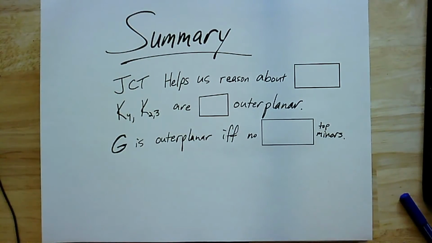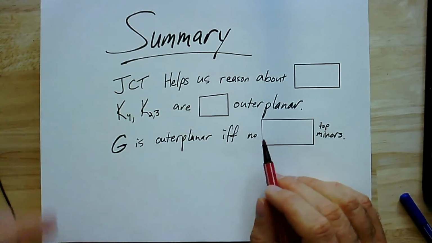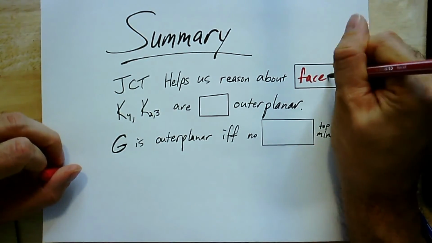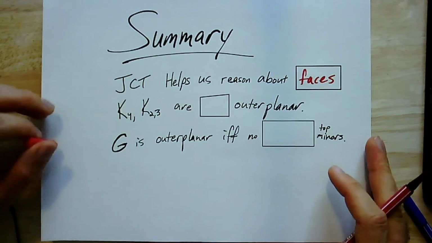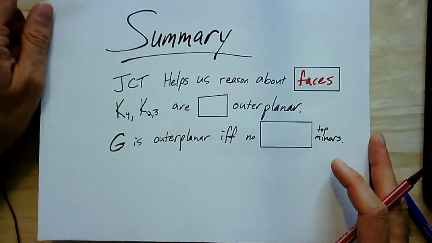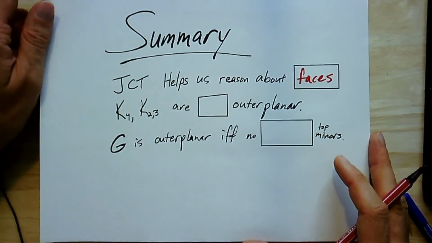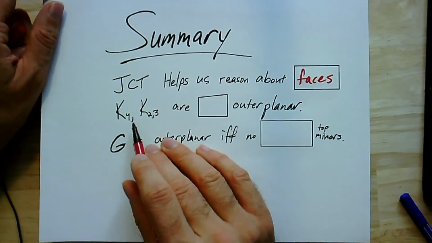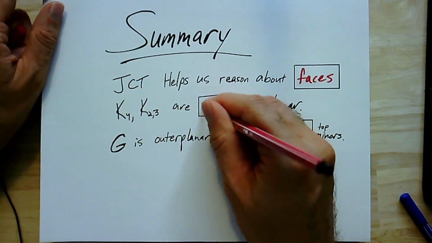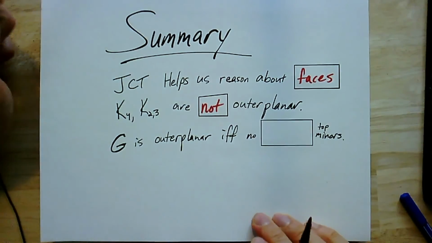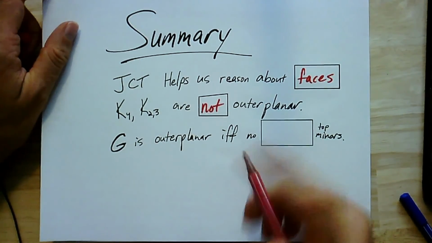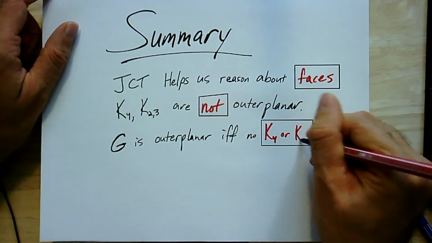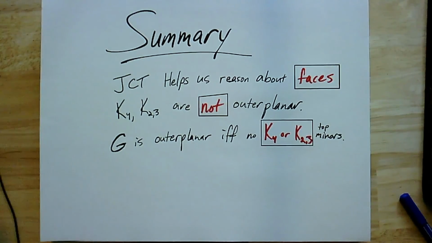So here's a quick summary: the Jordan Curve Theorem really helps us to reason about faces in the graph. Once you have an embedding of a graph, suddenly you have faces. You have more structure than just vertices and edges. You suddenly have these 2-dimensional things. And these 2 graphs, K4 and K23, are not outer planar. And in fact, a graph G is outer planar if and only if it does not have K4 or K23 topological minors.